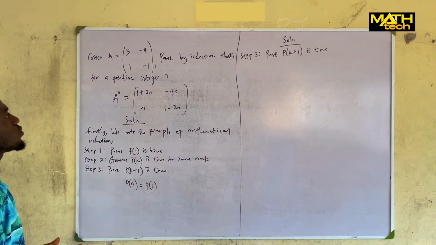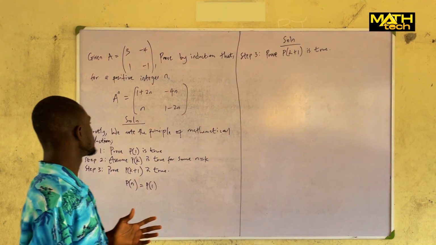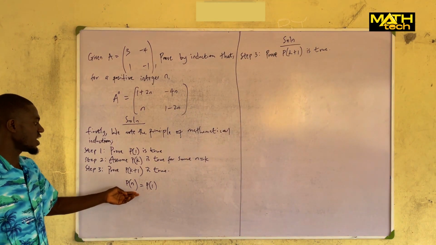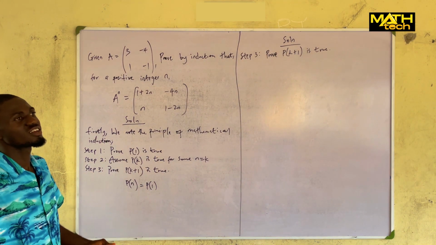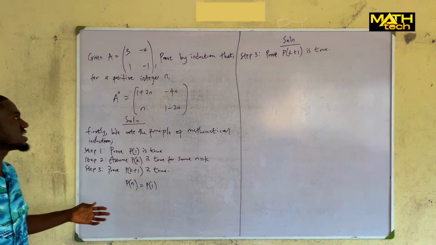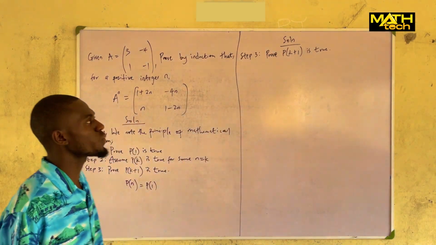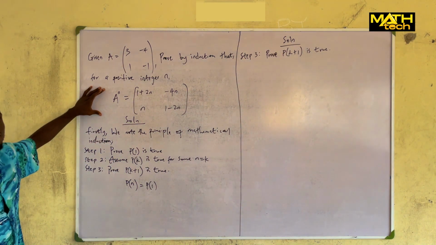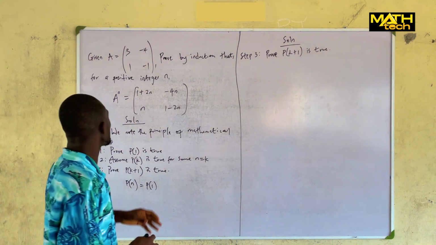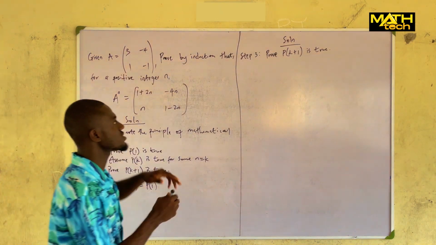Now for step 3, we have to prove that P of K plus 1 is true. Don't forget I told you from the beginning that P of n is equal to P of 1. So likewise P of n is also equal to P of K, and so likewise P of n is also equal to P of K plus 1. So wherever you find n in this matrix expression here, we substitute for K plus 1. So now we are given the matrix here, A raised to power n, knowing that our A is equal to this matrix up here.